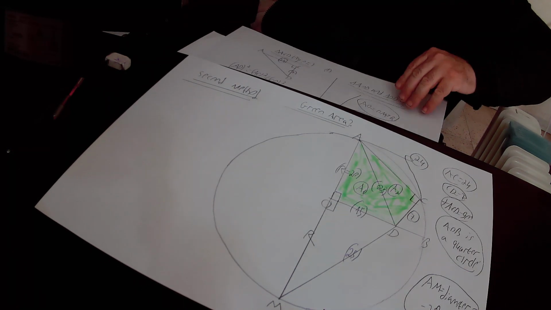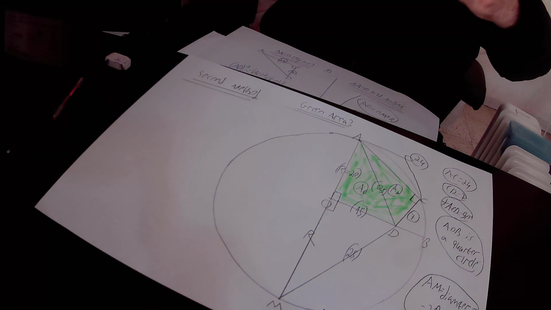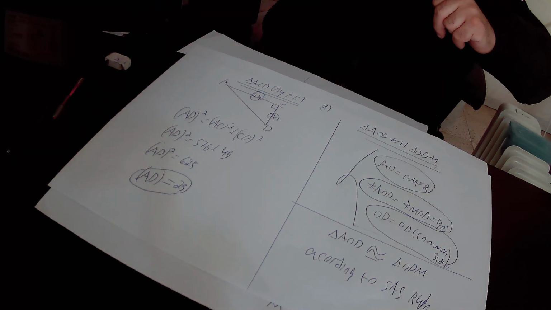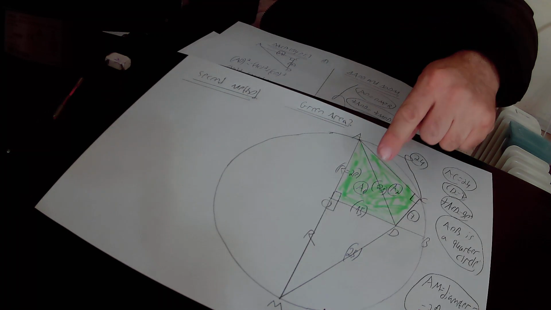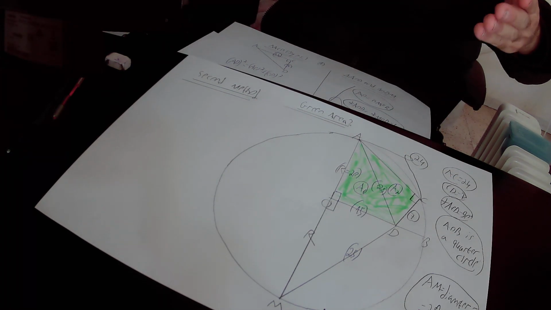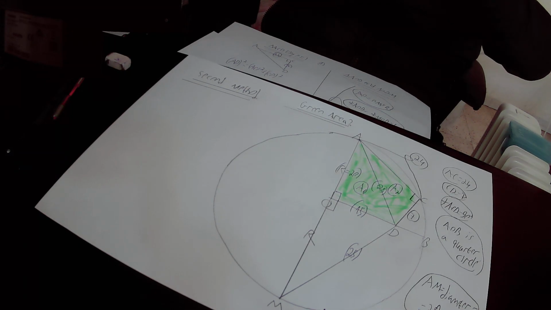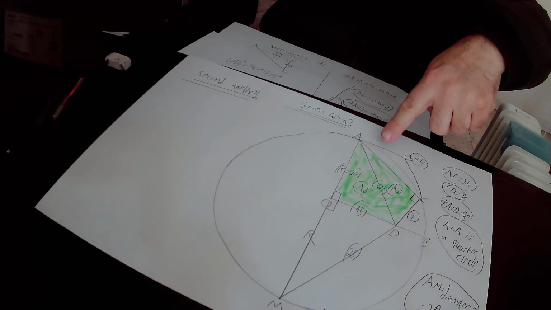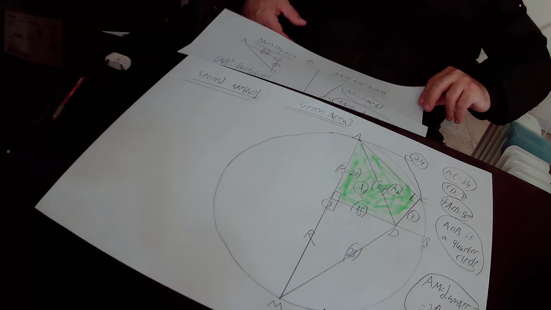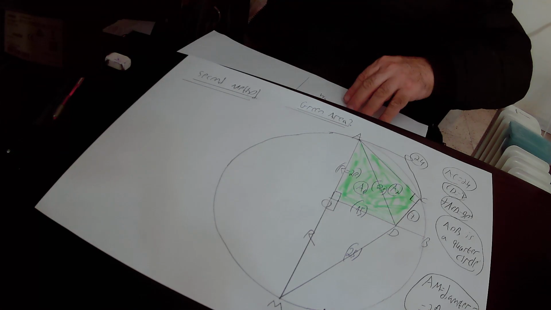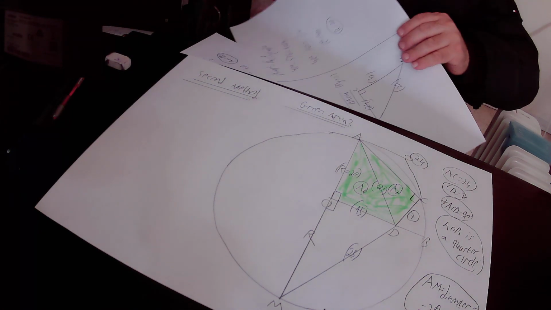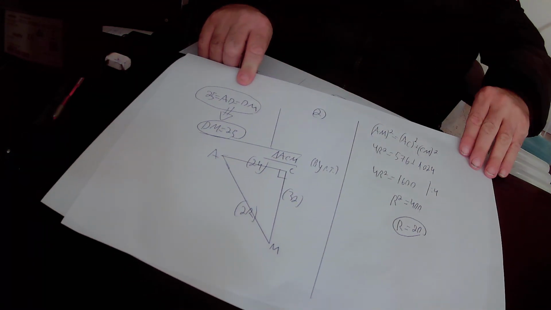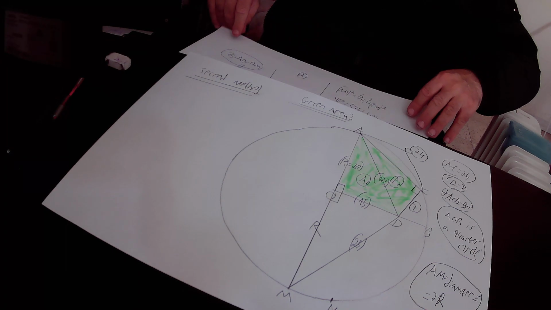And finally, OD is a common side that belongs to both triangles, so OD equals itself. So we actually prove that those two right triangles can go into each other according to the side-angle-side rule. From the fact that those two right triangles are congruent, we derive that AD equals DM, according to the rule that corresponding sides in congruent triangles are equal to each other.